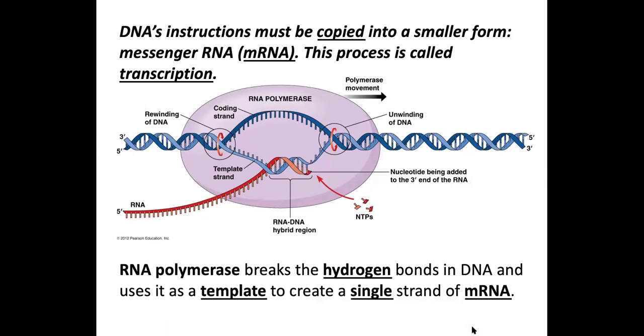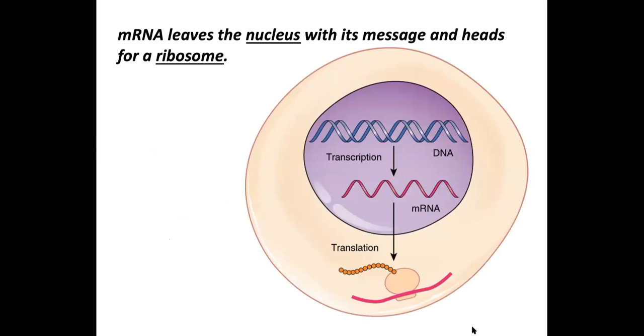So remember I told you DNA polymerase we talked about with replication. Well, now comes RNA polymerase. And RNA polymerase is what breaks the hydrogen bonds in DNA. And it uses this as a template to be able to get mRNA. So very similarly to what helicase does for replication, RNA polymerase does during the process of transcription. Everybody follow? So mRNA leaves the nucleus with its message and it heads to the ribosome. So transcription takes place where?